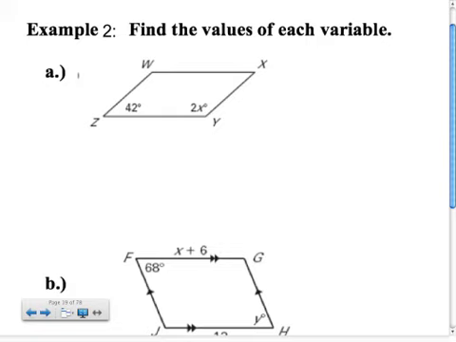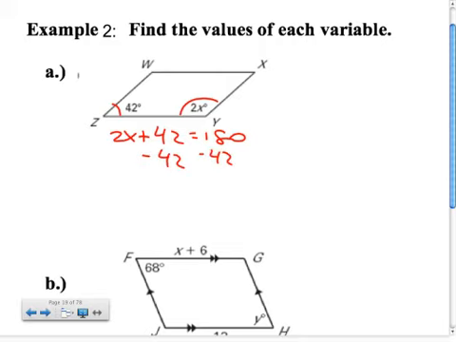It says find the values of each variable in the diagram. So again, you look at the diagram and you say, okay, I'm given this angle, I want to know this angle. Relationship: consecutive angles, which are supplementary. 2x plus 42 equals 180. Supplementary means they add up to 180.